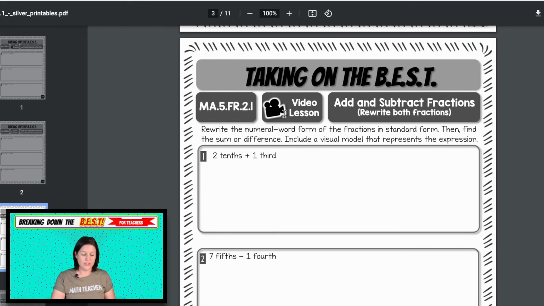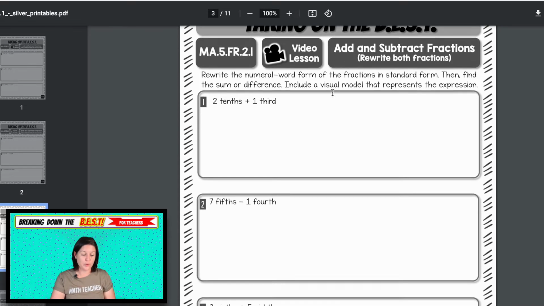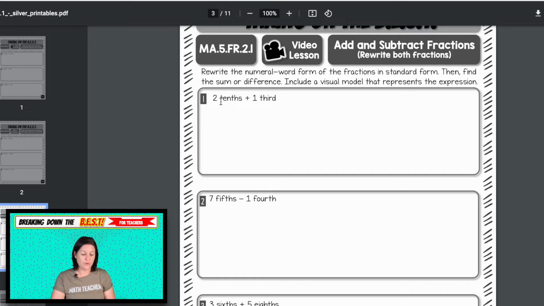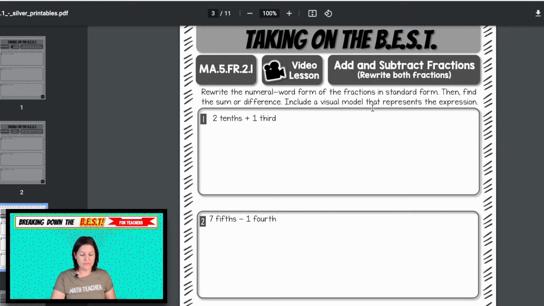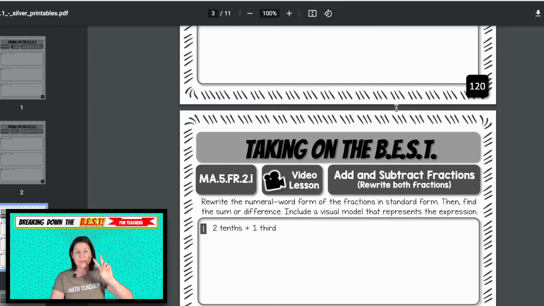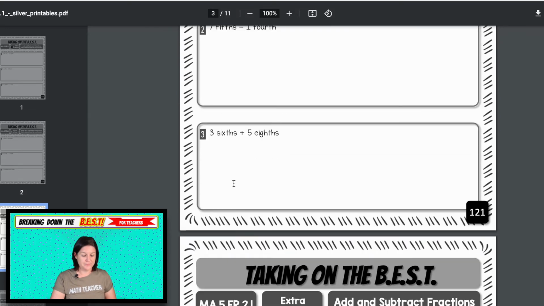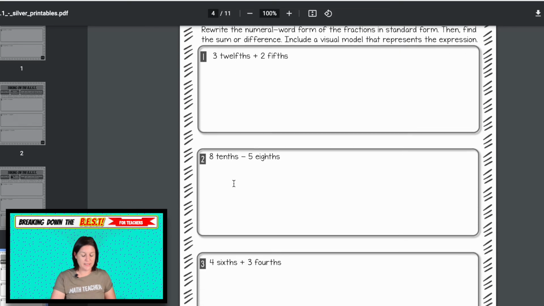Okay, then if you keep scrolling, you have another video lesson, this time adding and subtracting fractions where we rewrite both of the fractions. So we're going to take our numeral word form, 2/10, 1/3, and rewrite both the fractions to generate equivalent fractions where we can then add them. Also including a visual. So video lesson number 1 on the bronze page and number 2 will showcase those visuals. Then we have the extra practice page.